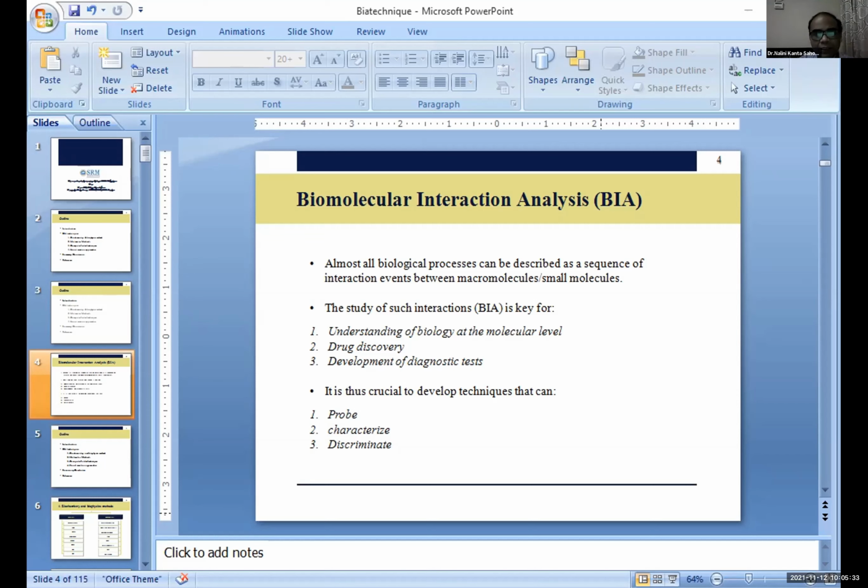You know that whenever macromolecules or small molecules interact with each other, there must be some heat exchange. Definitely, because we don't know, all the molecules may not have the same temperature. So whenever they interact, the temperature will be transferred from the higher temperature body to the lower temperature body. That is why heat exchange will be there, and we can identify that heat exchange using calorimetry. So this is the main basis of that.